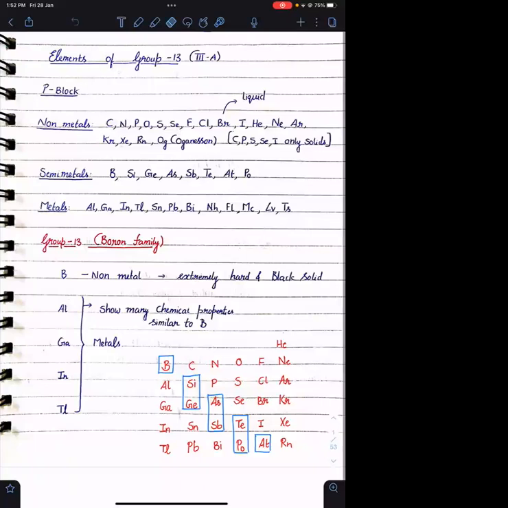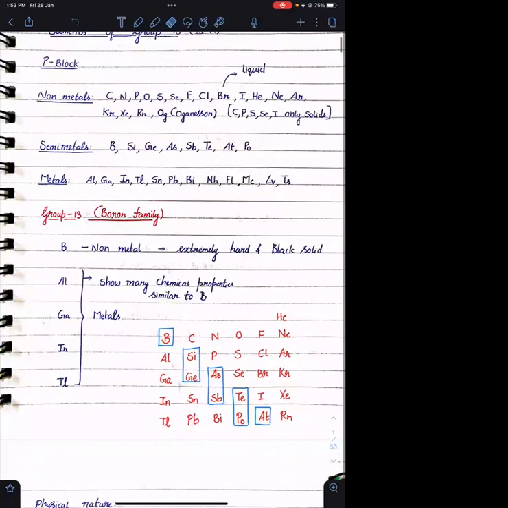In p block, we have listed out the metals, non metals and metalloids or semi metals. Once you mark the p block, these elements are metalloids and semi metals. Whatever is above them are non metals, and whatever is below them are metals. Is that clear? So carbon and nitrogen are non metals. These are metalloids, semi metals. All these will be metals.